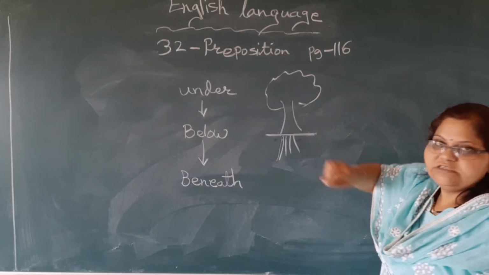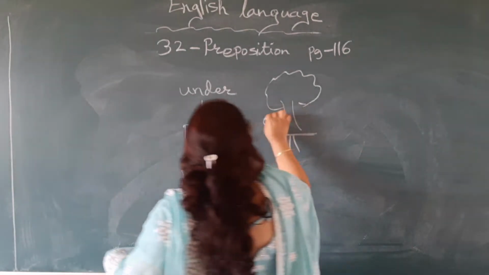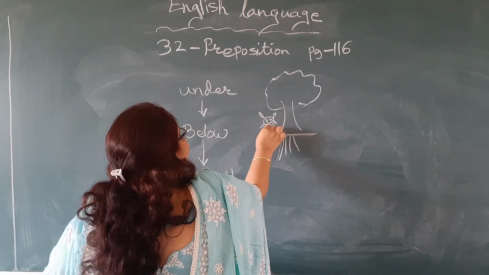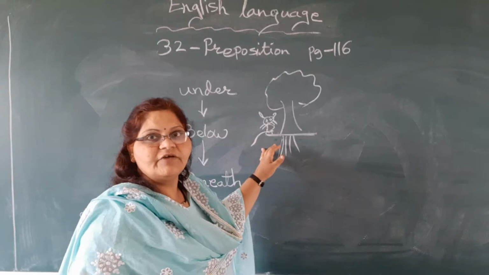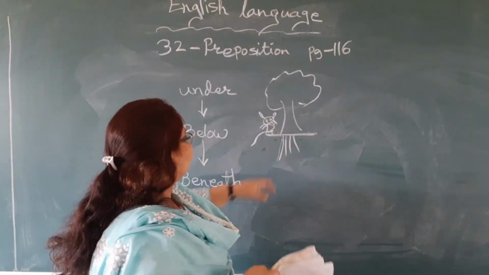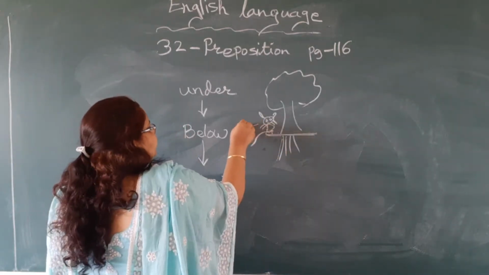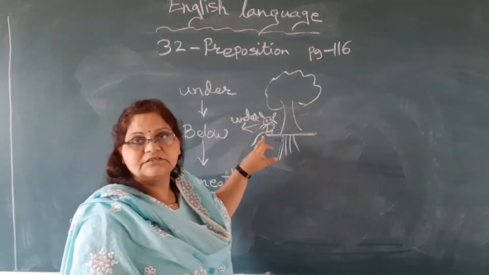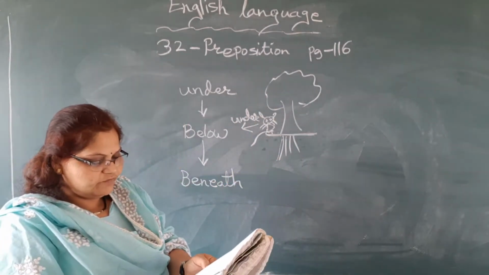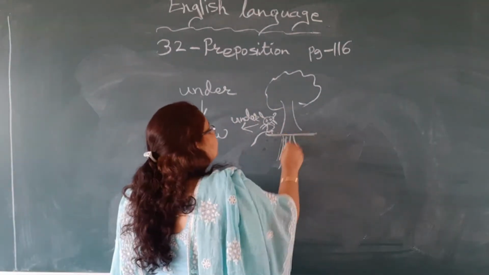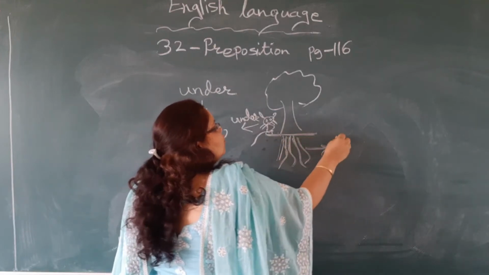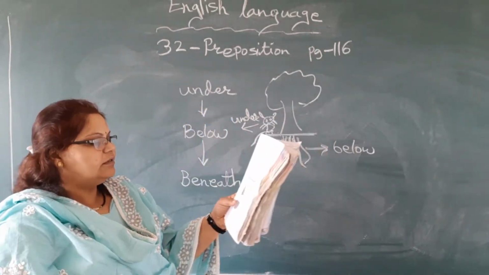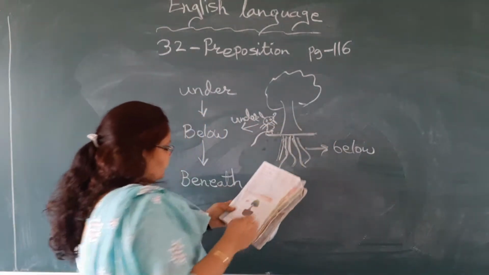So you can see a tree is there and a cat. This is a picture of a cat. So where is that cat? She is under. Where is she? She is under the tree. This is the tree and she is sitting under the tree. The roots of the tree grow below the ground. So these are the roots. Where are they? Below. Ground ke niche.